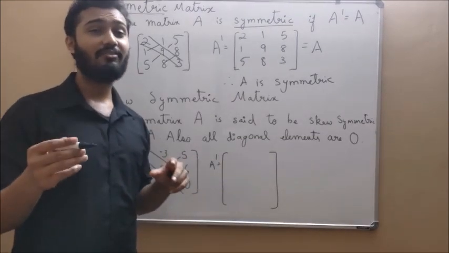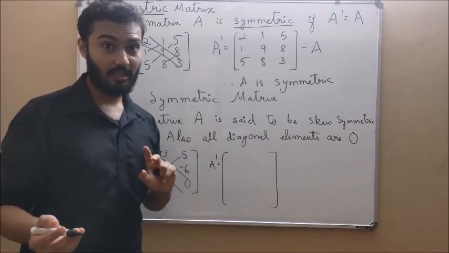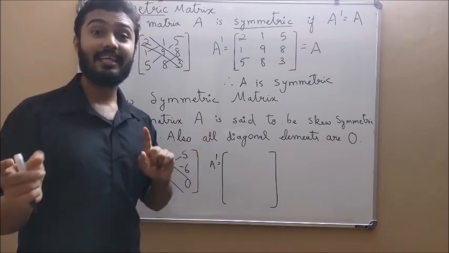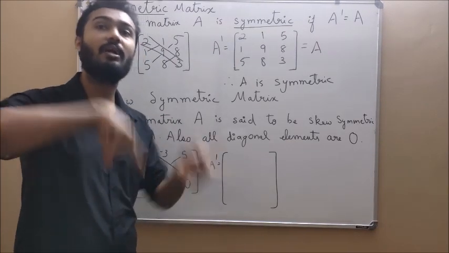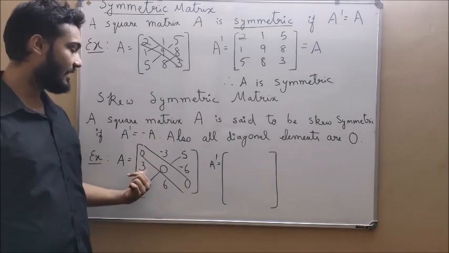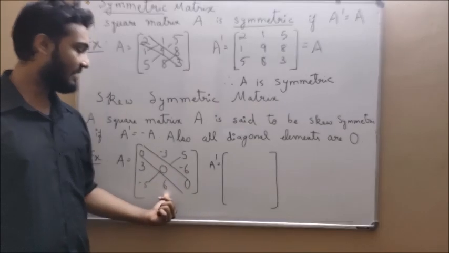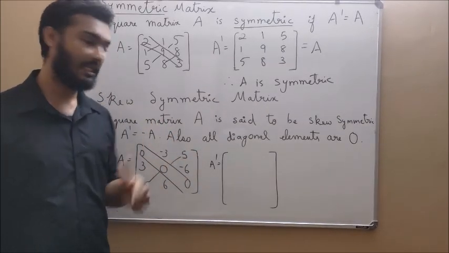So you understood the difference between the symmetric matrix and skew-symmetric matrix. In the symmetric matrix, the elements on opposite sides of the diagonal are equal. Here they are negative of each other. If there is 6, the other one will be minus 6. So here 3, then it is minus 3. Minus 5, then 5. 6, then minus 6. I hope you understood what is a skew-symmetric matrix.